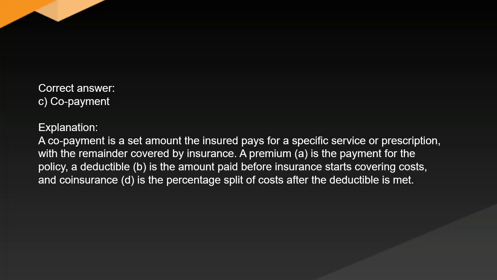Explanation. A copayment is a set amount the insured pays for a specific service or prescription, with the remainder covered by insurance. A premium, A, is the payment for the policy. The deductible, B, is the amount paid before insurance starts covering costs. And coinsurance, D, is the percentage split of costs after the deductible is met.